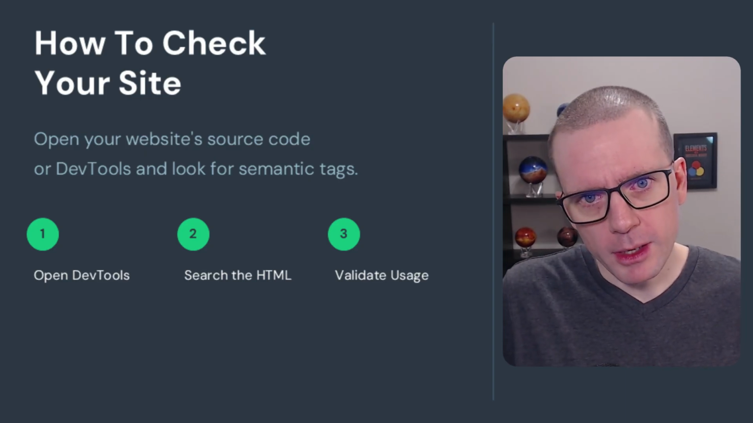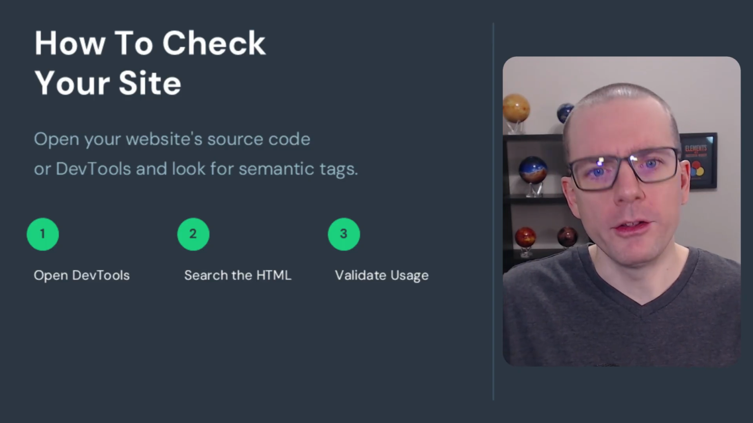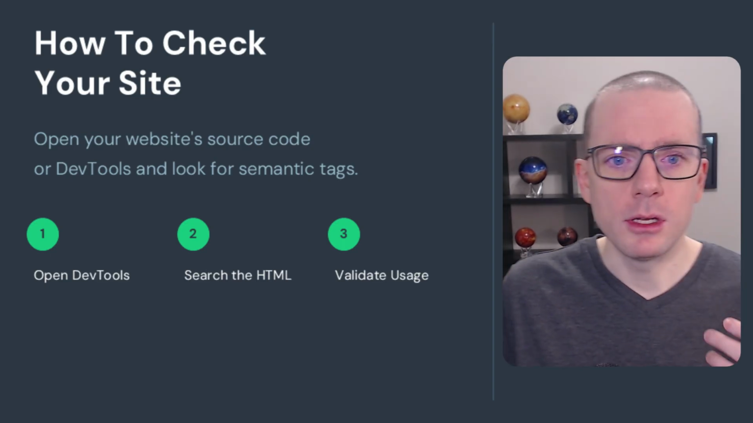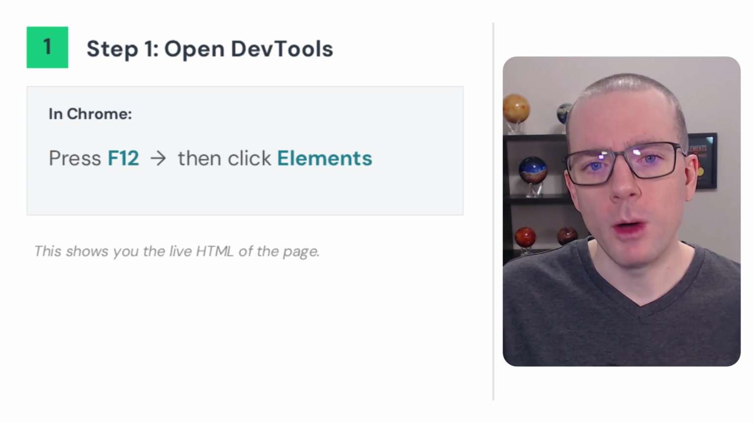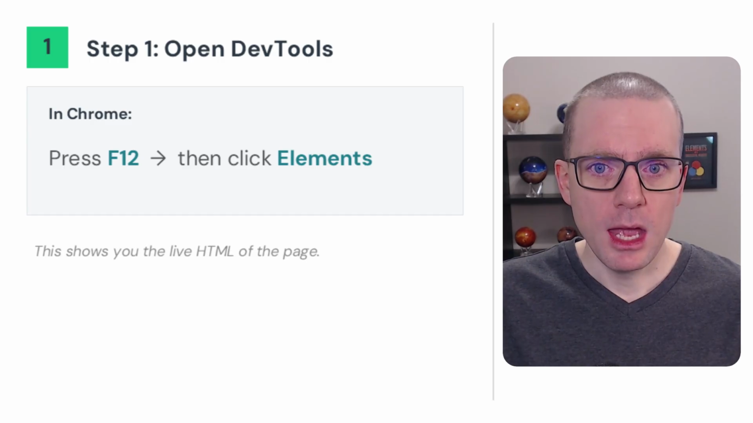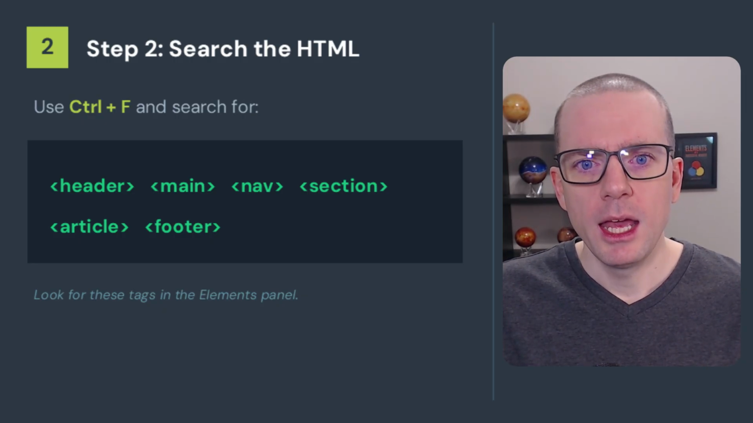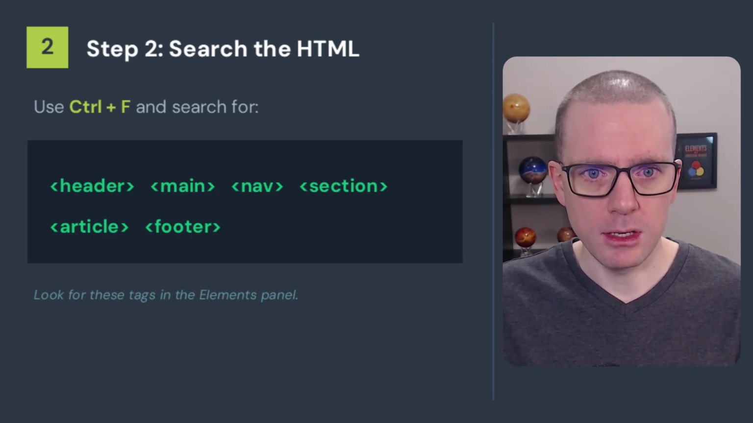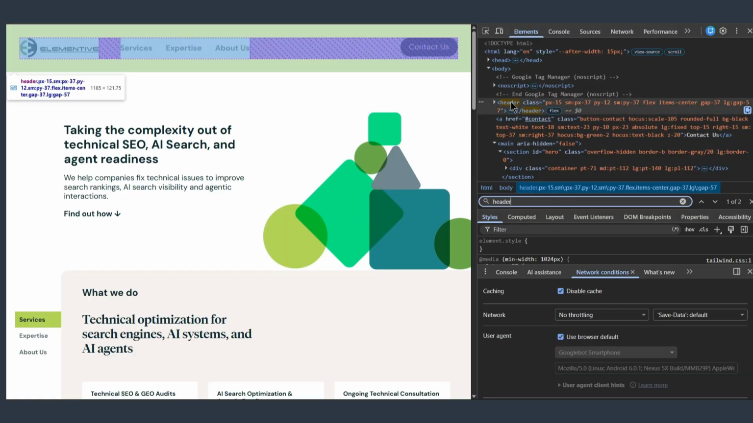Now, the next question I want to talk about is how do you check if you're using semantic HTML tags on your website? And there are many ways you can do this. One of the simplest methods is you can view your website's source code. So if you're in Google Chrome, press the F12 key to open up DevTools. In DevTools, click Elements. This will show you the HTML code used for your website. Hit Control F to search through this code. Search for some of the tags listed above. So search for header, search for main, search for section, and so on.